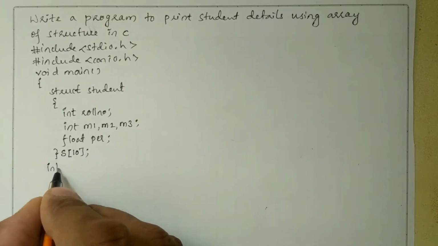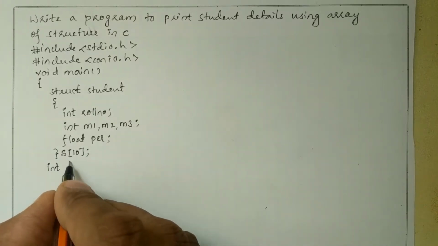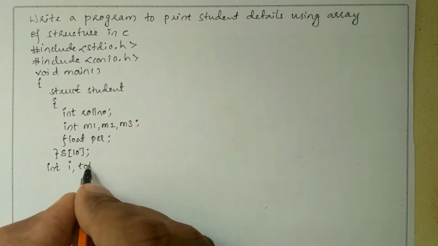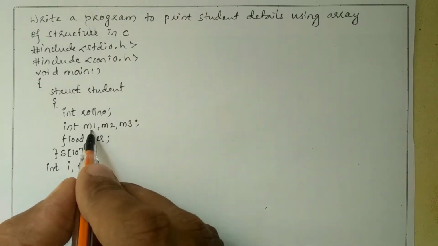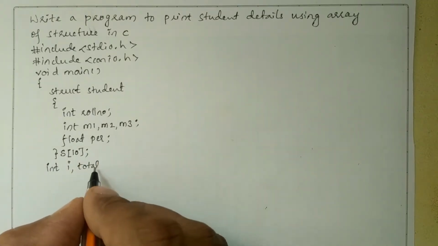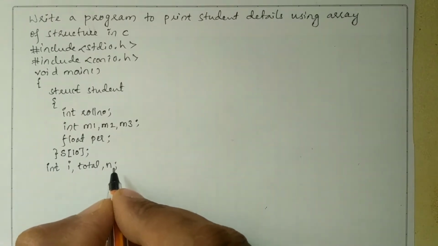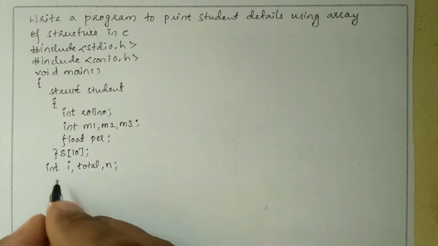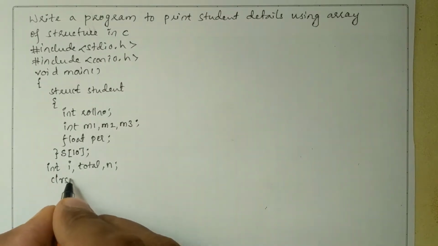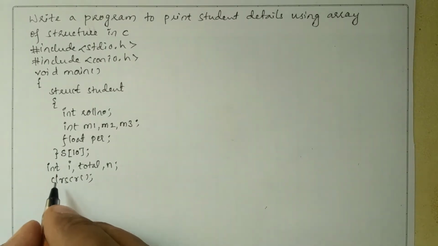Now I'm going to declare some variables: int i and total. So I want to perform m1 plus m2 plus m3 to find the total. Next n, like how many students' information we want to process. Next we'll write the clrscr function, which is used to clear the screen.